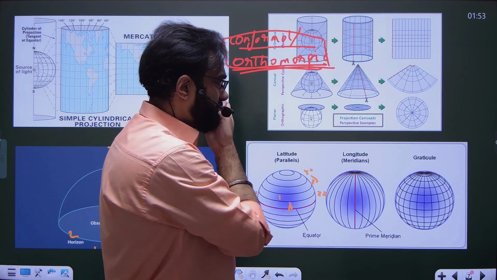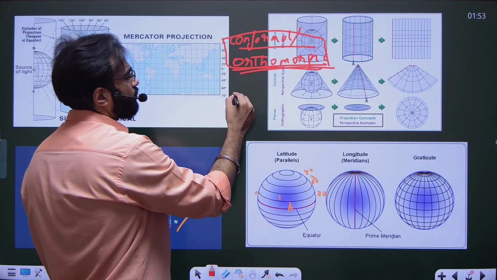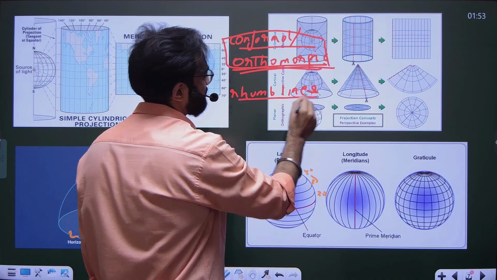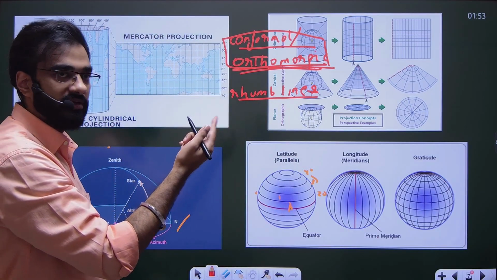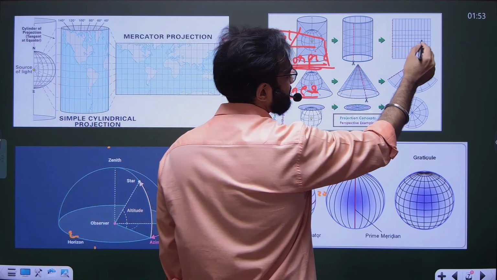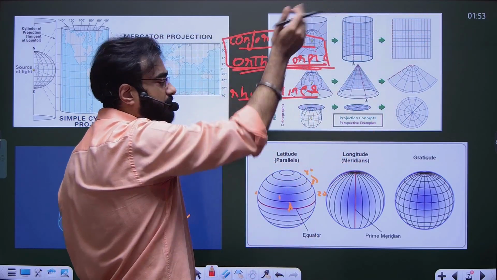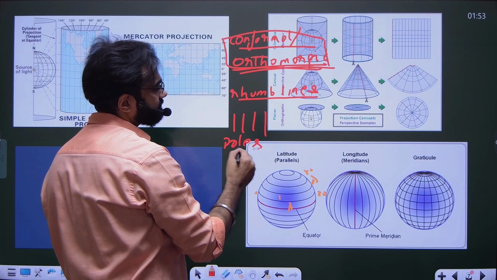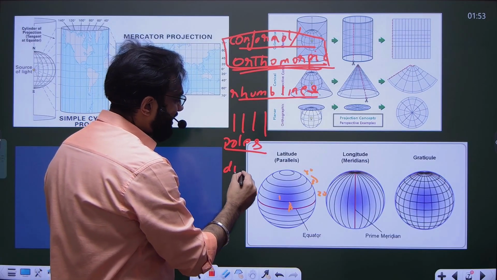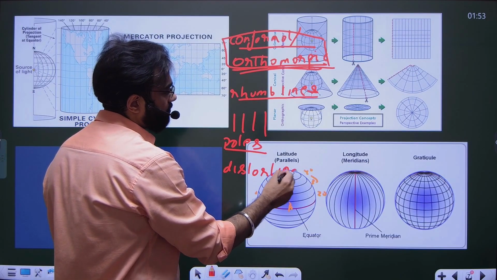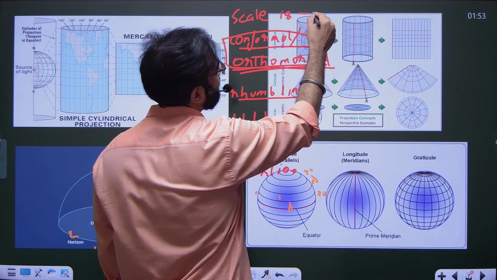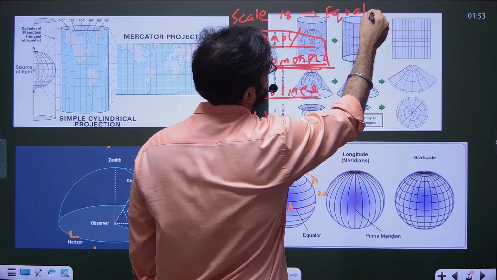I'll show you a map also. Then you might have heard of Rhumb lines, lines of constant direction. I have an image in the next slide. I'll show you. Then the meridians are equally spaced, and the poles cannot be represented on this because it is rectangular in shape. There is high distortion as we move away from the equator. Scale is accurate only near the equator.